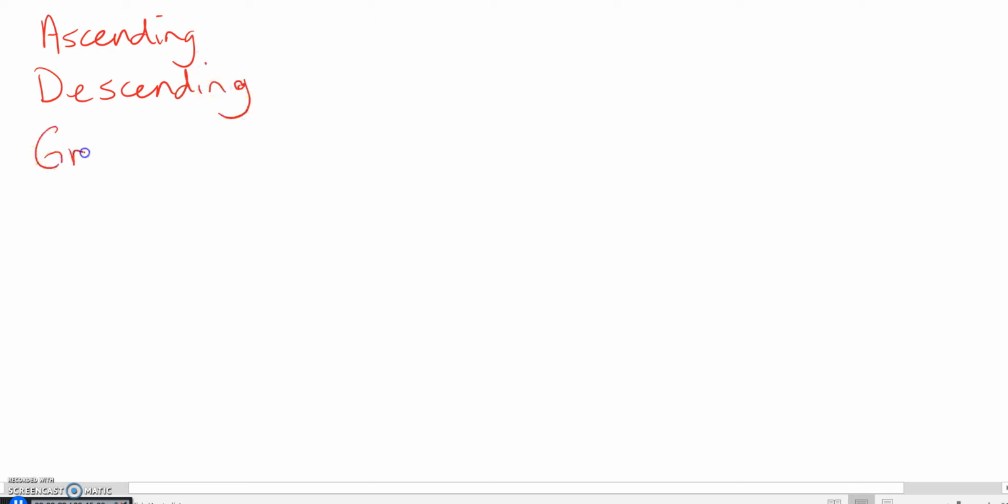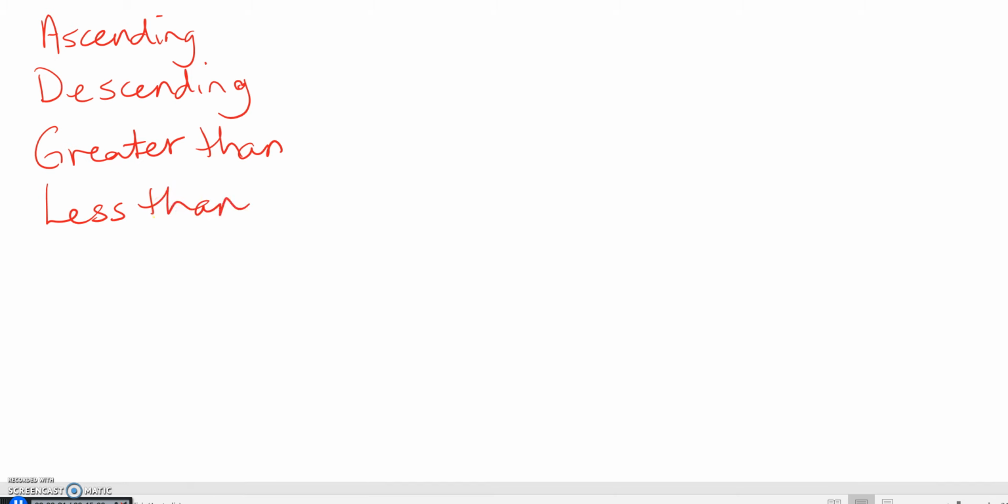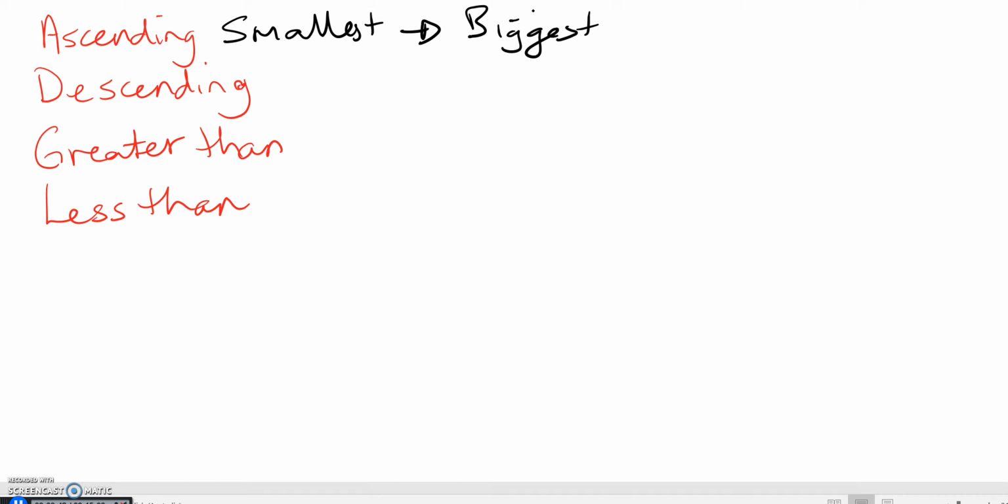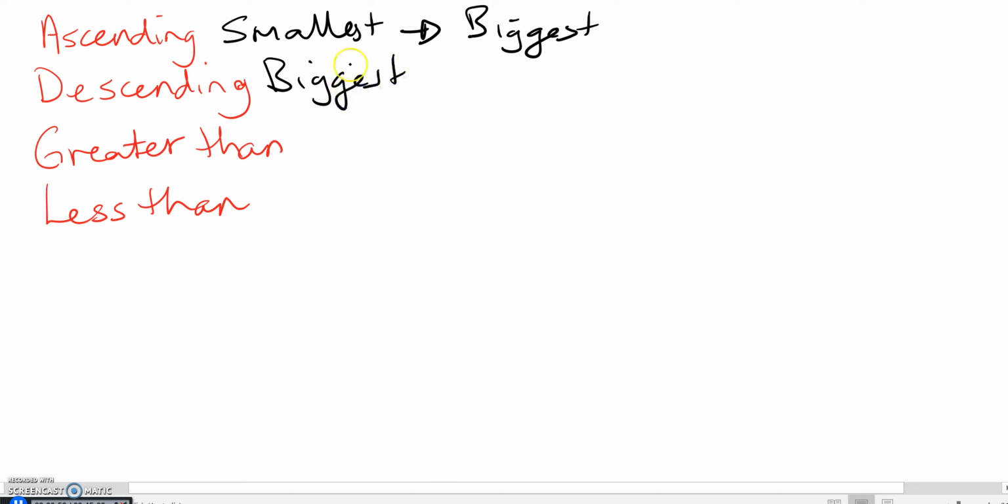And then we've also got greater than and less than. Alright, so ascending is going from our smallest to biggest. That's a nice easy way. So obviously if you're ascending stairs, you're starting at the bottom, smallest, and then going to the top end. Descending is obviously going the opposite way. So you're starting at the top of the stairs, which would be the biggest, and you're going down the stairs to the smallest one there.